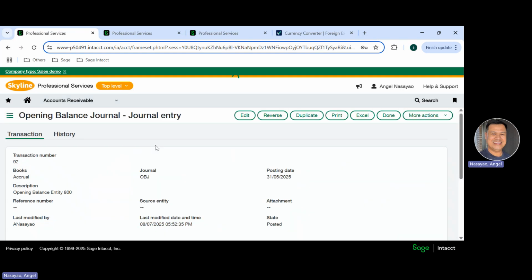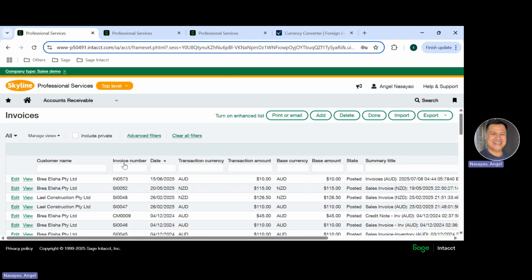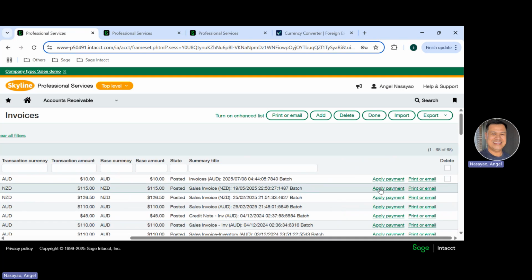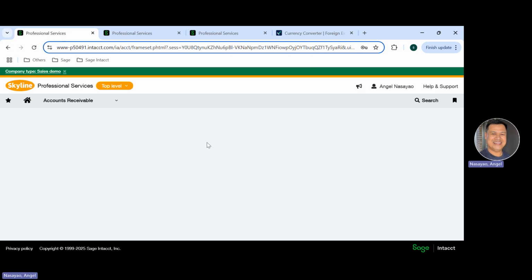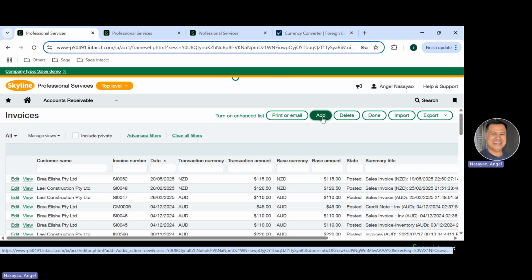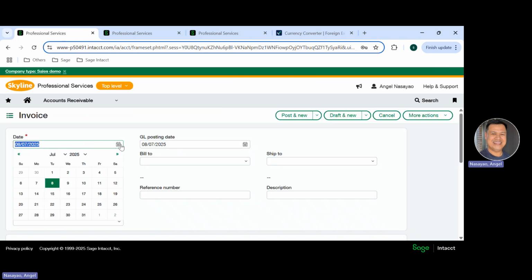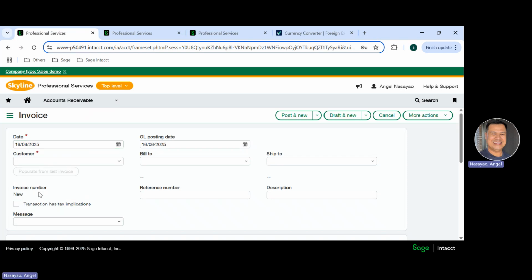And let's have a look at an AR invoice. Instead, let's have a look at creating an AR. The reason is that for us to understand what will happen if a new transaction is being consolidated versus any opening balance. So I'll post it on June 16. Let's use that same customer.